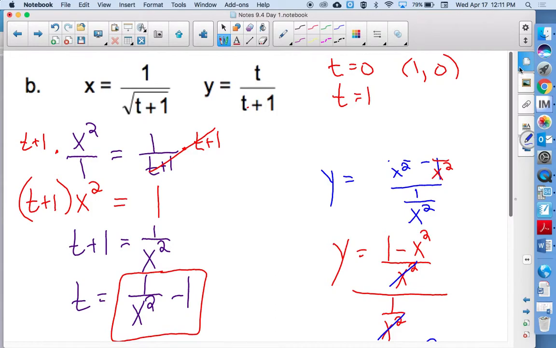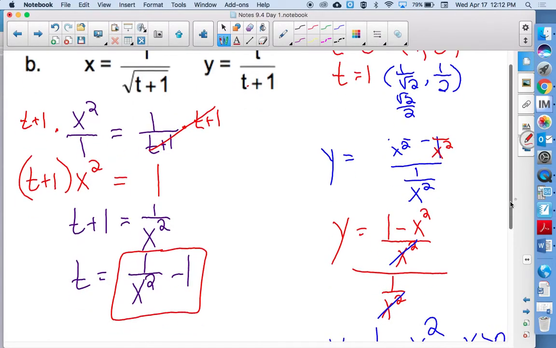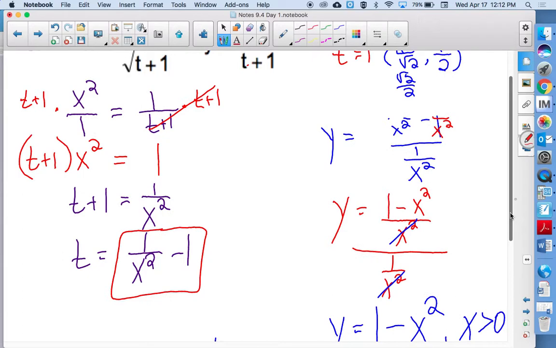So if we plug in a positive 1 for t, I end up with 1 over the square root of 2, which is really the square root of 2 over 2. And then when I plug in a 1 for t for y, I end up with 1/2. So that point is the square root of 2 over 2 and 1/2. We need to know where that point is.